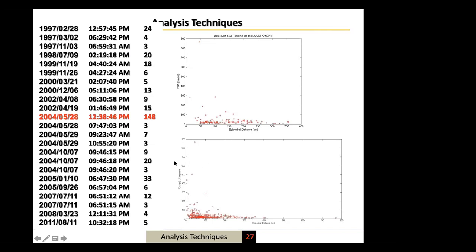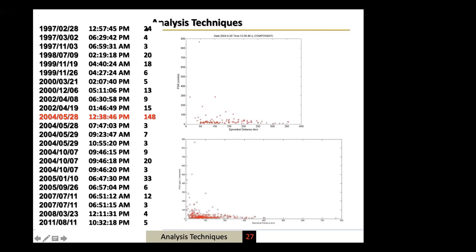At the bottom, you see all the PGA values, one of the horizontal components, against epicentral distance. This one is for sure an outlier. And regardless of that, you see that almost all the records are in the distance range less than 400 kilometers. And this figure is just the PGA values related to this one. It's a very well recorded earthquake with 148 recordings. So comparing the first 400 kilometers of this figure and this figure, you will realize that most of the PGAs in this region are related actually to just one earthquake.